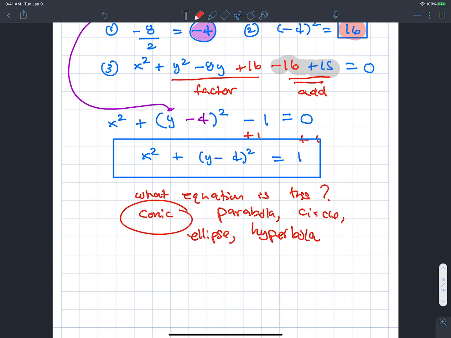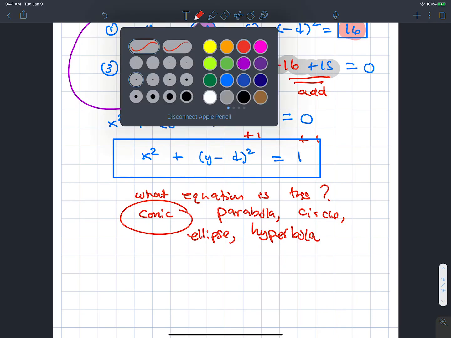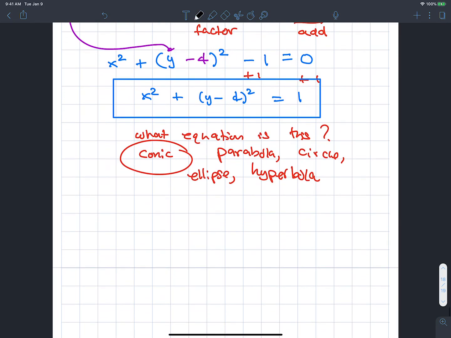All right. If you said it was a circle, you are correct. And then I'm going to say to you, okay, since it's a circle, where is the center going to be? And if you said 0, 4, you're correct. And then I'm going to ask you, then what's the radius? If you said 1, you're correct.